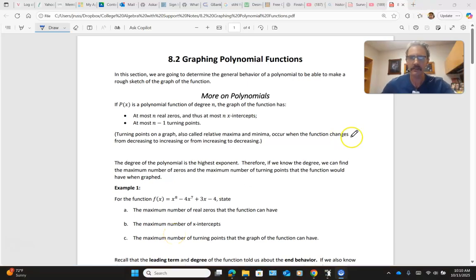Alright, welcome back guys. We're going to be covering section 8.2. So we're just going to be investigating more about the behavior of polynomials.